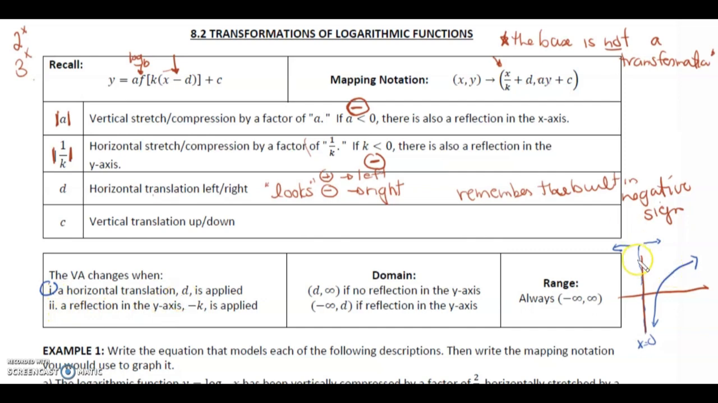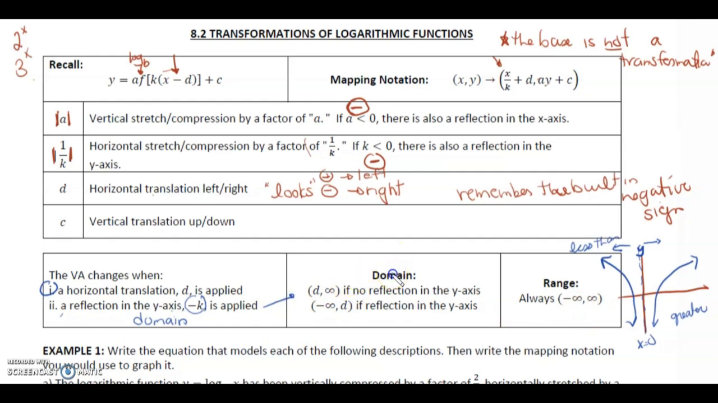The other thing is, if there's a reflection in the y-axis, so this is the y-axis of course, the vertical asymptote doesn't actually change, but what happens is the negative k is applied. This is going to affect our domain. Because instead of going to the right and being greater than, we're going to go to the left and be less than. So this is going to affect the domain.